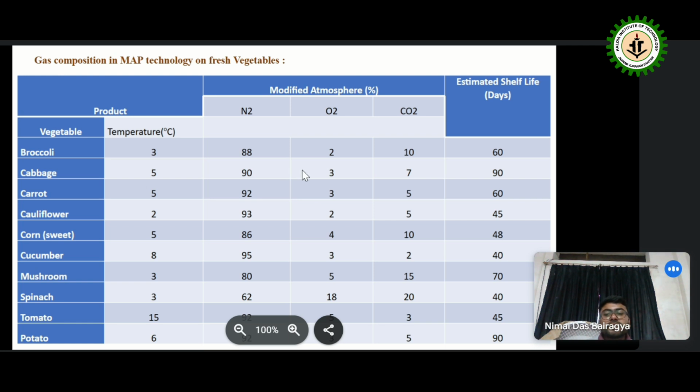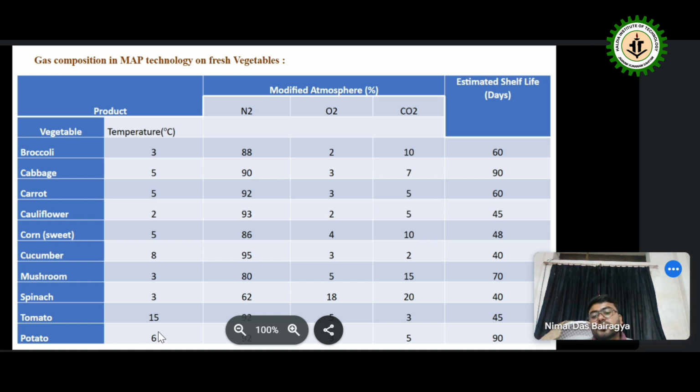So now for the fresh vegetables. For fresh vegetables like carrot, if we keep the carrot at 5 degrees Celsius, and the combination of gas is nitrogen at 92%, oxygen 3%, and carbon dioxide 5%, then the shelf life will increase up to 60 days.